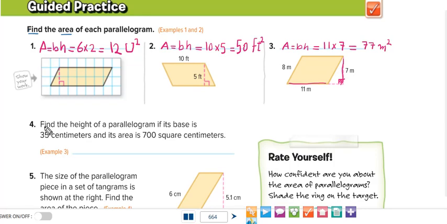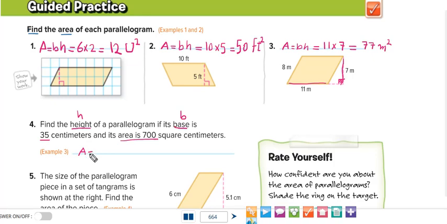Now, problem 4. Find the height of a parallelogram. We need the height, pay attention. So you are given the area. Its area is 700 square centimeters. And the base, you know that the base B is 35. And we need the H. Okay, write down the rule. We will form an equation now.